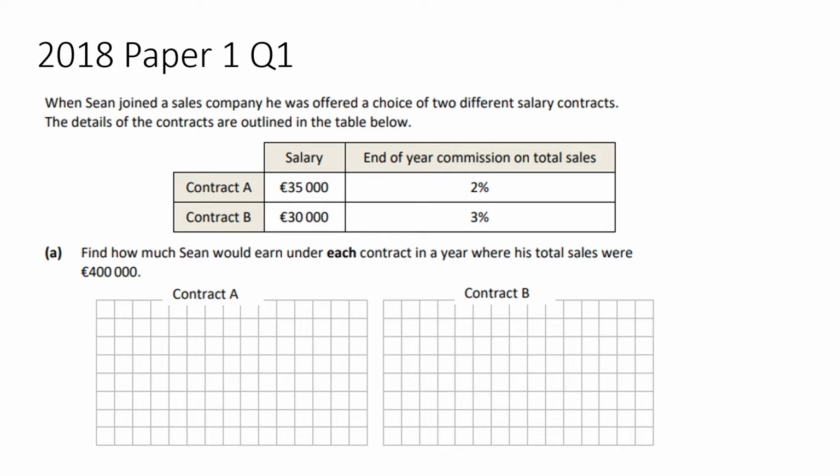So this is 2018 paper 1 and this is question 1. So here we have Sean joined a sales company. He was offered a choice of 2 different salary contracts. The details of the contracts are outlined in the table below.